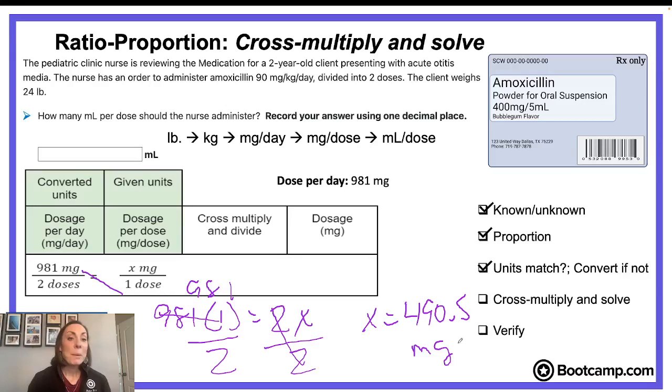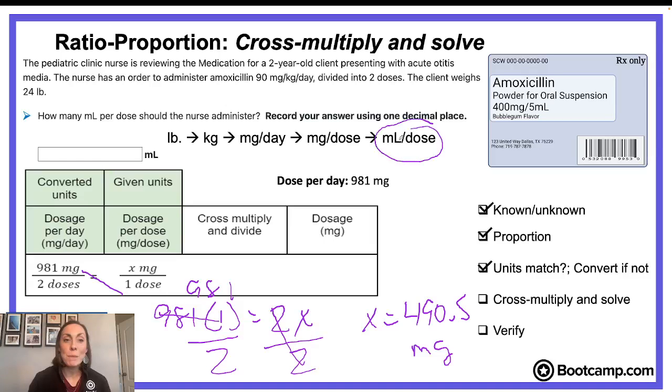And something I want to point out here is you don't want to do anything with that 0.5. We don't want to round up here. You want to wait till the end. So you're going to carry all your decimals through, so that way we don't lose anything and get off by any numbers when we get to that final answer. Okay, so we have one final ratio proportion to figure out, right?